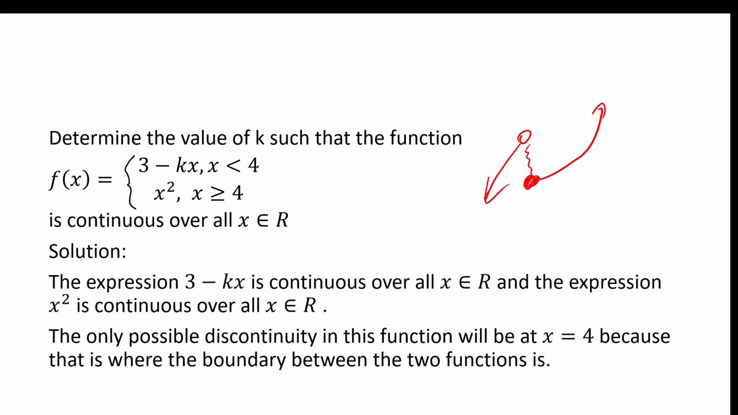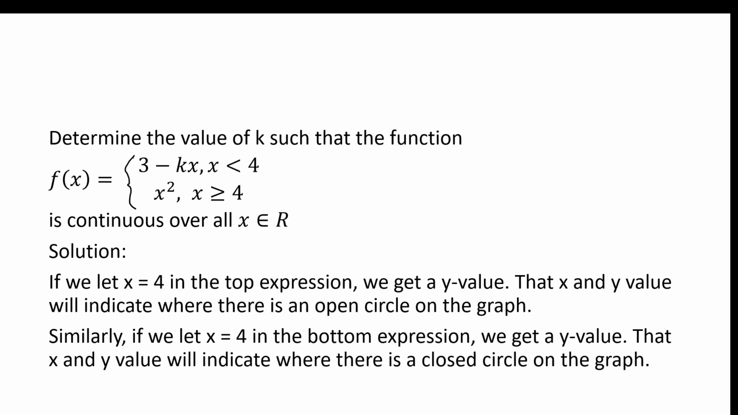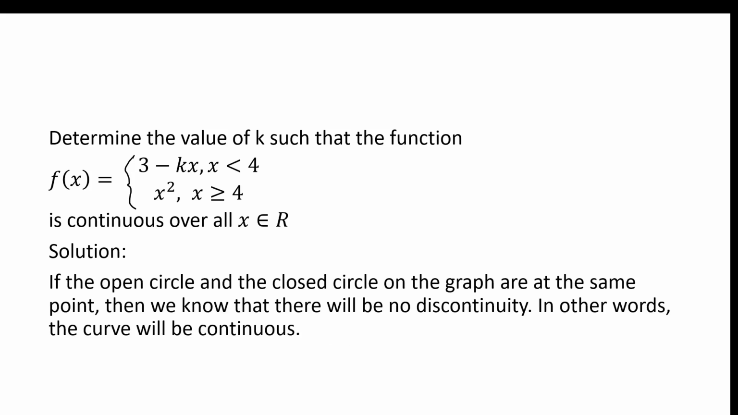But intuitively, we might understand if we can just get that closed circle to fall right on top of that open circle. In other words, if the y-coordinate of the closed circle equals the y-coordinate of the open circle, then there will be a continuity, not a discontinuity. So if we let x equal 4 in the top expression, we'll get a y value, and that x and y value will indicate where there's an open circle on the graph. But if we let x equal 4 in the bottom expression, we'll also get a y value, and that'll indicate where there's a closed circle on the graph.